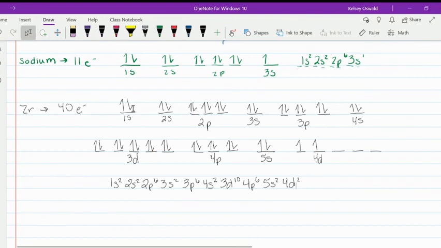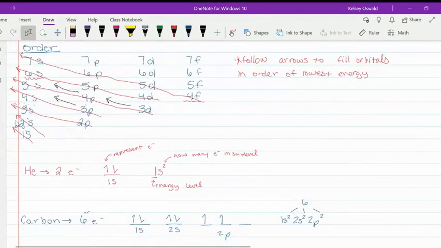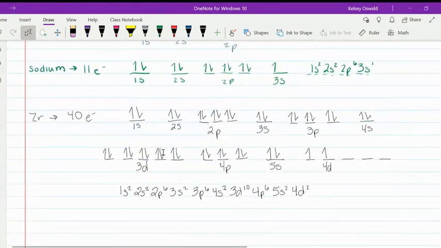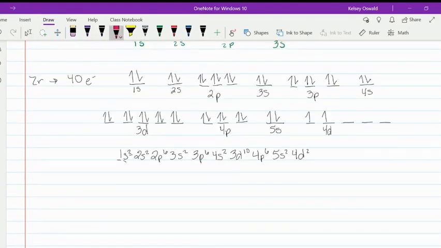So again, the main thing is follow the yellow brick road, follow the arrows until all of your electrons are placed. We can either do this in shorthand notation, by showing quickly what energy level, what shape, and how many electrons, or we could show how each of those orbitals are filled by drawing the arrows. And once we add up all these exponents, they should add up to 40 because zirconium has 40 electrons.